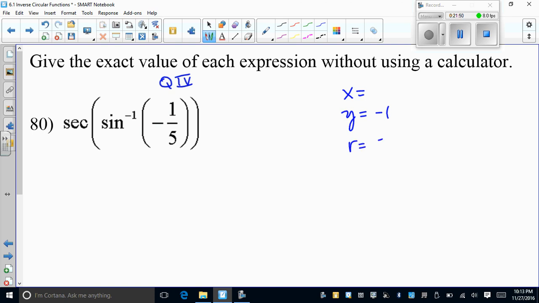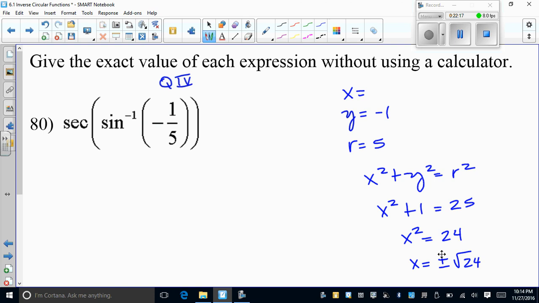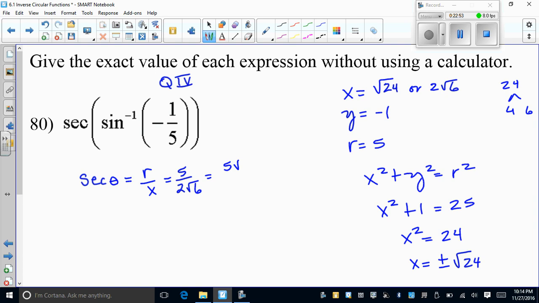X squared plus y squared equals r squared. We don't know x. Negative 1 squared is 1, and 5 squared is 25. So x squared equals 24. So x equals plus or minus square root of 24. But because we are in quadrant 4, we know the x value is positive. So this is going to be square root of 24 or 2 square root of 6. Let's break 24 down: 4 times 6, perfect square. So your secant value is r over x, which gives you 5 over 2 square root of 6, which is going to be 5 square root of 6 over 12. There is your value.